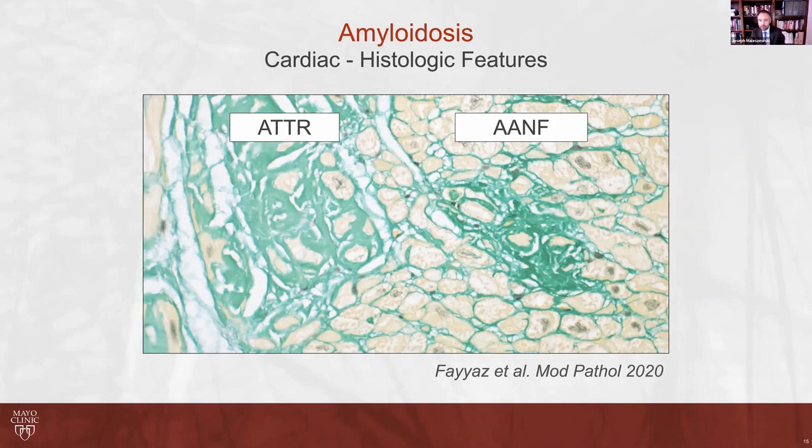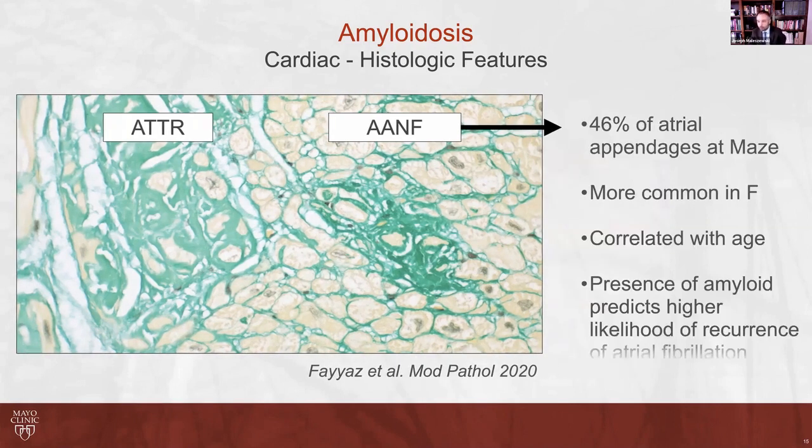This recognition of this phenomenon enabled us to study atrial natriuretic factor in its own right, and ask a lot of important questions about ANF type amyloid. Specifically, it's seen in about half of all atrial appendages that are resected during the Maze procedure. It's more common among women, and it does tend to be correlated with age. In fact, in individuals over the age of 80, the finding of atrial natriuretic factor related amyloid is nearly universal.